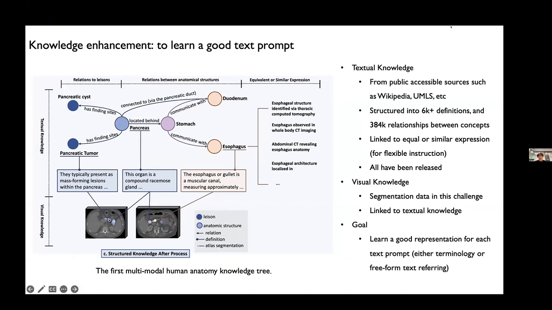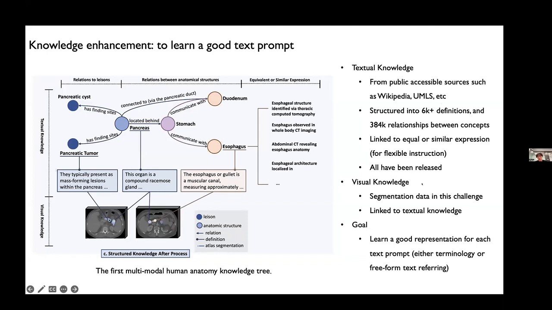And here is the data we use for the knowledge enhancement. It's actually a representation learning stage in our work. And it can be roughly divided into two groups. The first is textual knowledge. We collect it from some publicly accessible resources such as Wikipedia, UMLS, and so on. And we structure it into definitions and relationships between the concepts. And also, because we want the text prompt to be much more flexible, we link each concept to equal or similar expressions. These expressions are given in the training data. And all of the textual knowledge data has been released in our GitHub code repo.